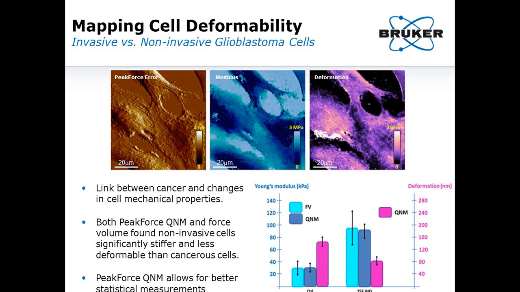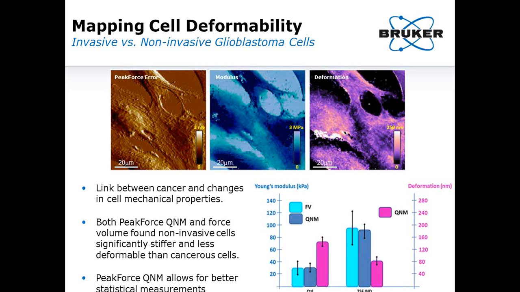Both PeakForce QNM and force volume imaging were conducted on a large number of wild-type and transfected cells. As shown by the graph on the bottom of the slide, both techniques clearly demonstrate that the transfection caused the cells to become stiffer and less deformable.